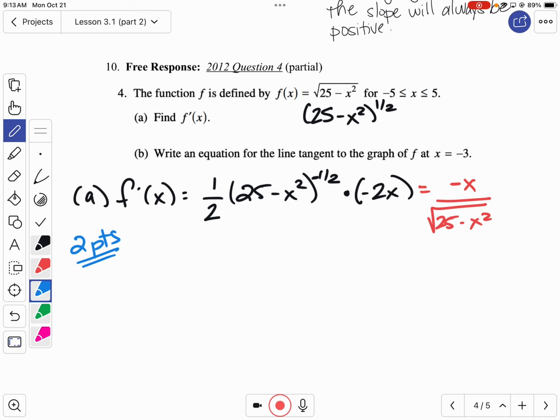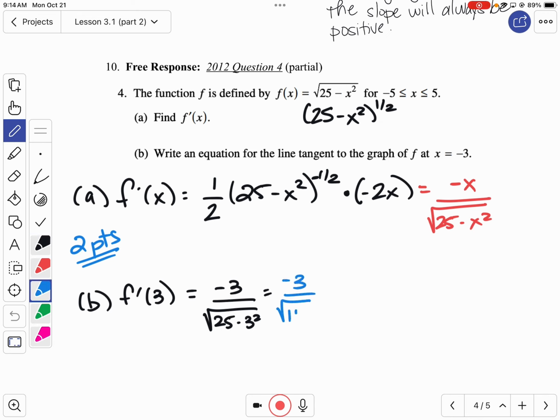Okay, and then, this is interesting, the next one: write the equation of the tangent line to the graph at x equals 3. Let's see what we need to do. We have a formula for the slope, so we're going to need f prime at 3. So the opposite of 3 over the square root of 25 minus 3 squared gives me -3 over the square root of 16, or -3/4. So we know that's the slope of my tangent.